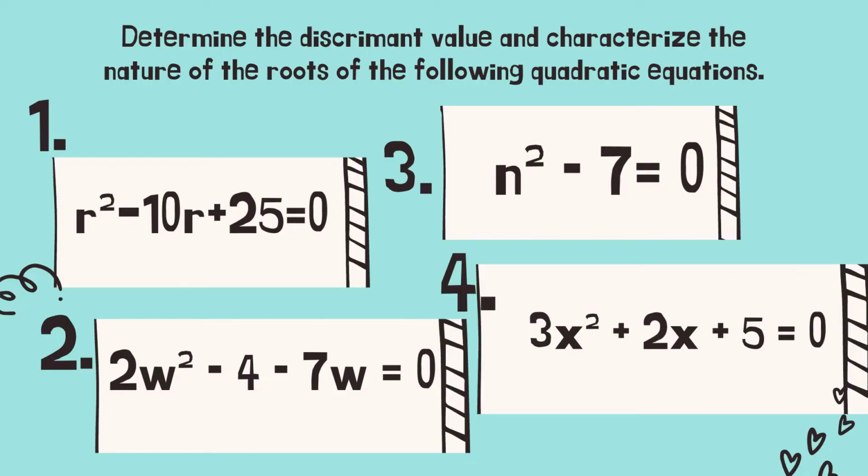Now, let us apply the key concepts in characterizing the nature of the roots of the following quadratic equations. So we have to determine the discriminant value and characterize the nature of the roots. Number 1, r squared minus 10r plus 25 equals 0. Number 2, 2w squared minus 4 minus 7w equals 0. Number 3, n squared minus 7 equals 0. And number 4, 3x squared plus 2x plus 5 equals 0.